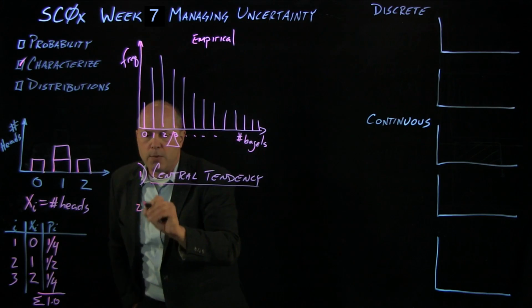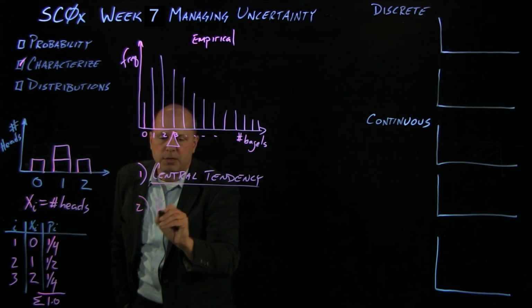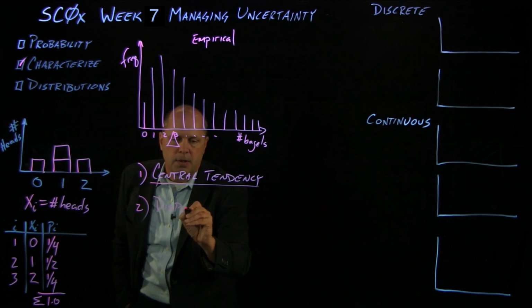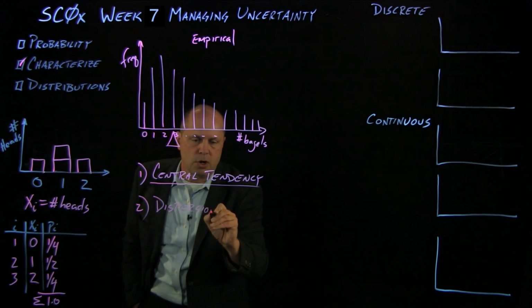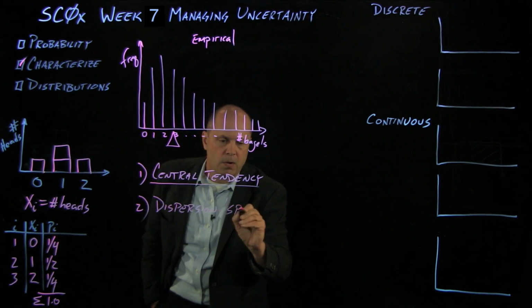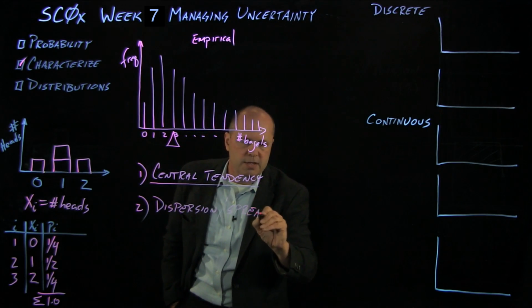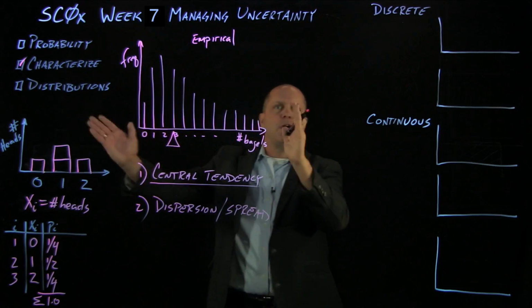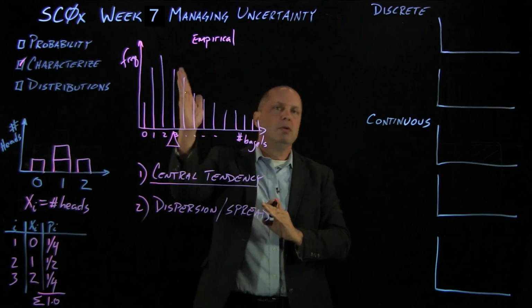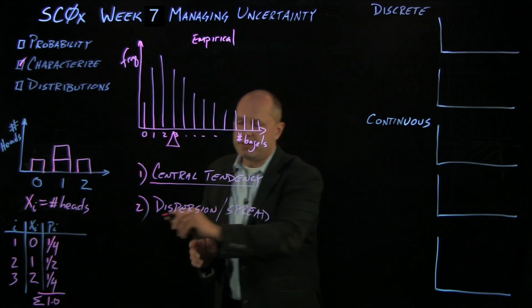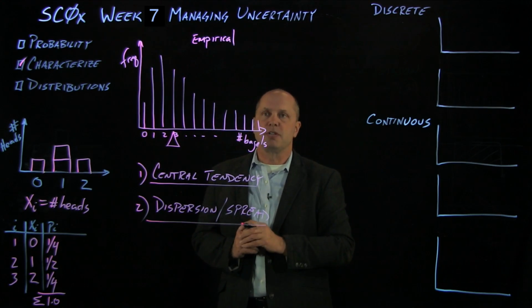The other way we can characterize this is by looking at the dispersion. Sometimes this is also called the spread. And so what we're looking at here is how distributed, how far away is it from that central tendency or the mean. So we have different ways of measuring this dispersion and spread.